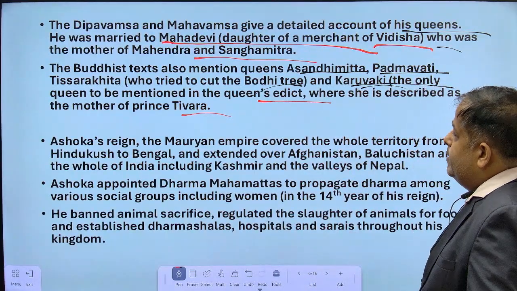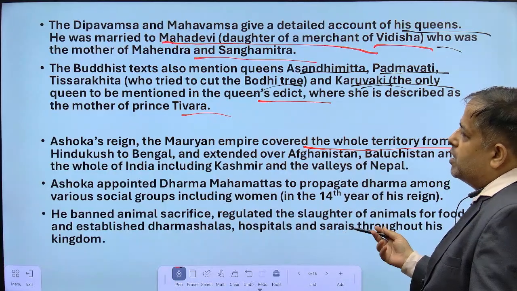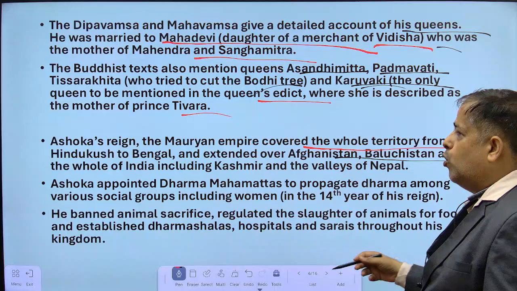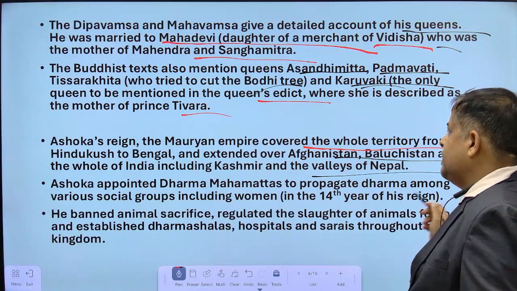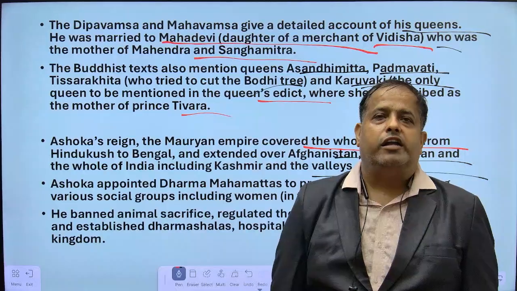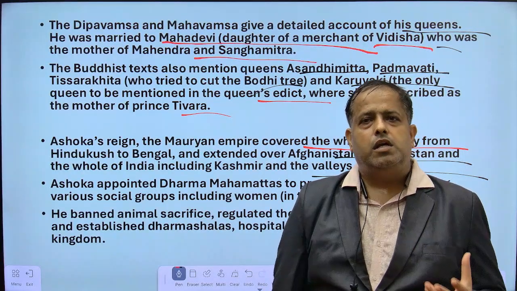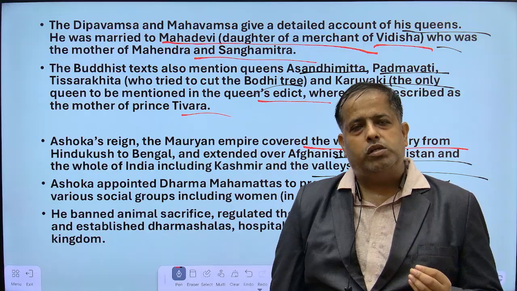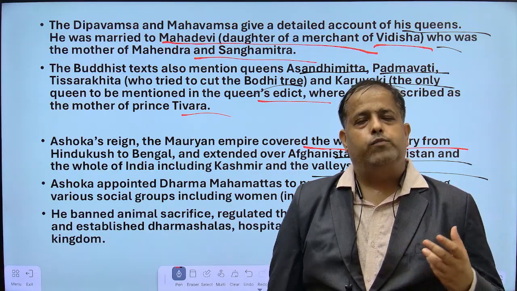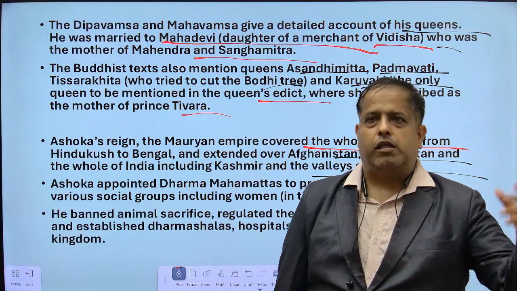In Ashoka's reign, the Mauryan Empire covered the whole territory from the Hindu Kush to Bengal, extending over Afghanistan, Baluchistan, and the whole of India, including Kashmir and the Valley of Nepal. So, beta, sometimes you find that many people talk about Akhand Bharat. If anyone is using the name of Akhand Bharat, it means that person is talking about the era of Akbar, the era of Ashoka and Chandragupta Maurya. So they're talking about India, the Akhand Bharat, okay?